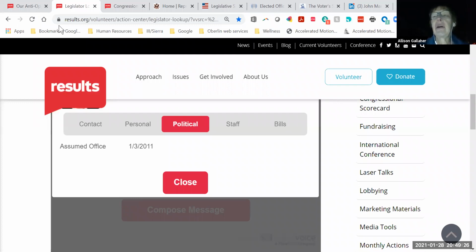So if your representative is on one of those committees, they are going to be working very closely at the policy level. And we will be telling you, meet with them, you need to be talking to them, you need to make sure Results priorities are showing up in the legislative work that they are doing. If your member is not on one of those committees though, that's fine.